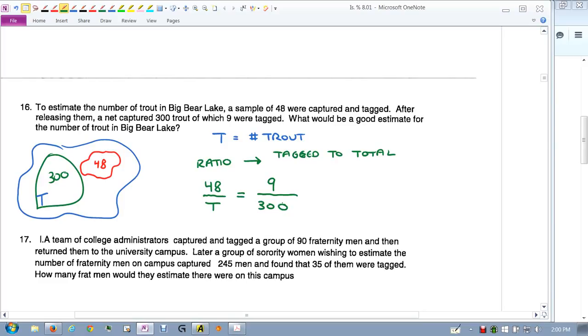Can you solve this for T? So you do the cross multiply thing. When you multiply here, you get 9T. What's 48 times 300? Oh, 14,400. Divide both sides by 9, and what did you get? 1,600. That's T, my estimate for the number of trout in the lake.